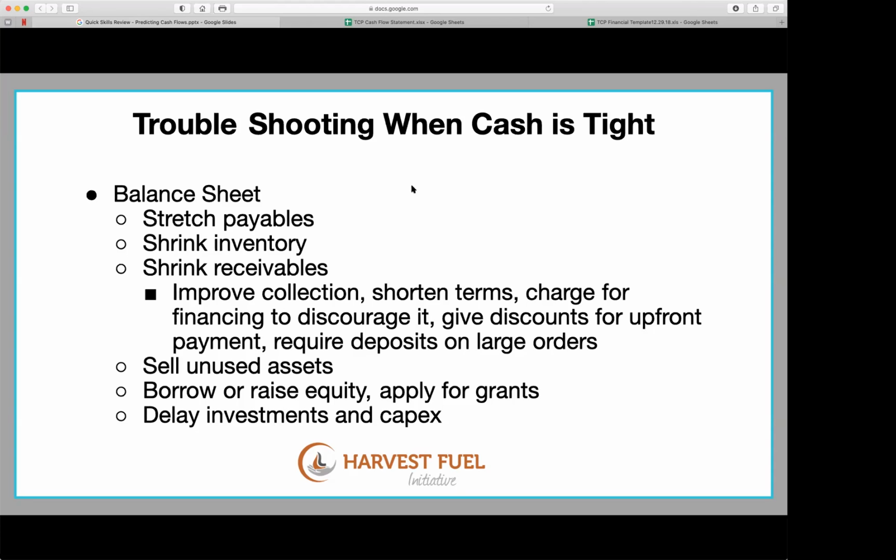Okay, so from a balance sheet perspective, the first few things are all things that are affecting working capital. The first thing we probably will do is stretch our payables. There's two schools of thought on that. One is obviously just don't pay people as fast as you normally would, because it's kind of forcing them to finance you.